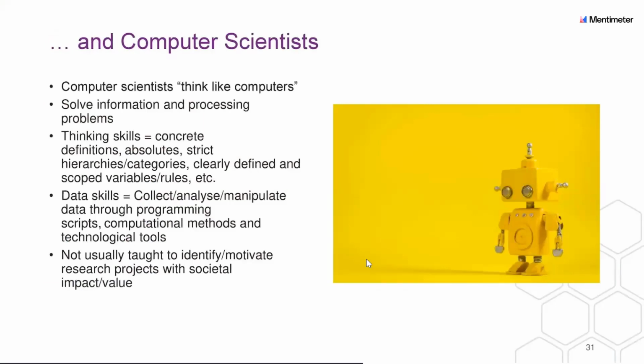In contrast, computer scientists really think like computers. So they solve information and processing problems. These are not problems about people, about understanding how people do the things they do. They're things like, how can I make this outcome happen with less computer power, or happen faster, or something like that. So, how can I sort these things into boxes faster by writing more efficient code? This is the kind of research question that computer scientists might expect.